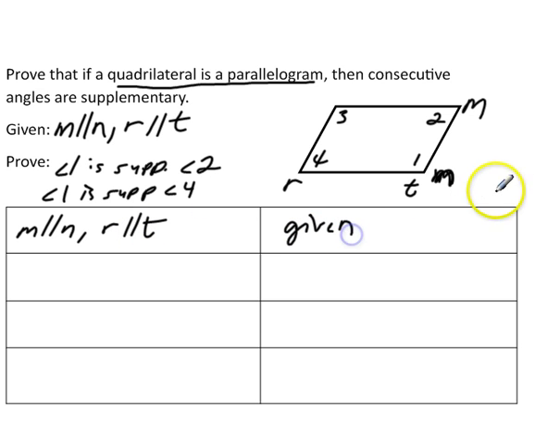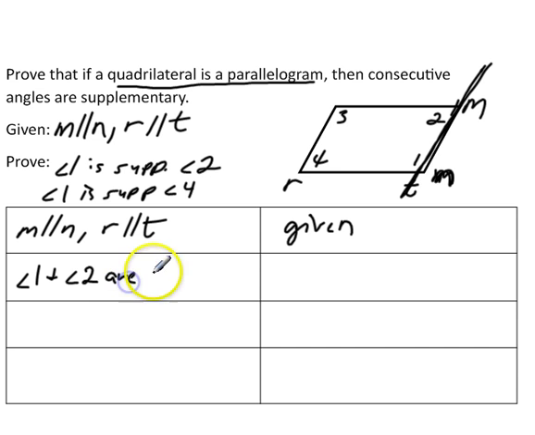That's our given. Now because M and N are parallel, and we see that they're cut by this transversal T, angles 1 and 2 are on the same side of the transversal, and they're in between the two parallel lines. So they're co-interior angles. And co-interior angles are supplementary. So we can say angle 1 and angle 2 are co-interior angles. And we can also say angle 1 and angle 4 are also co-interior angles.